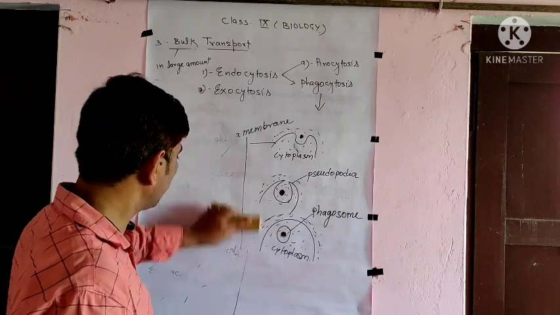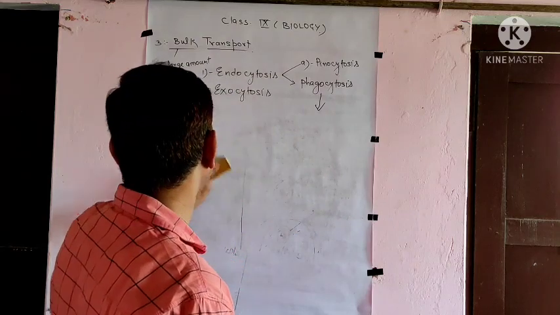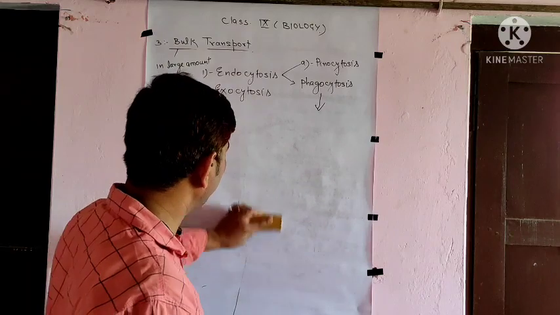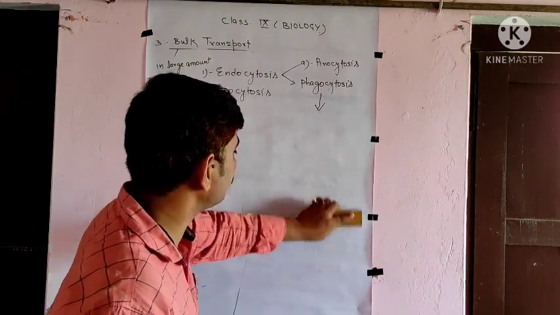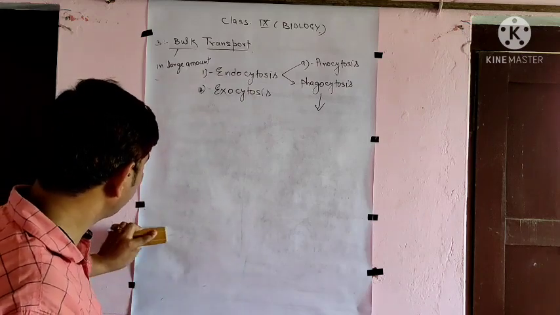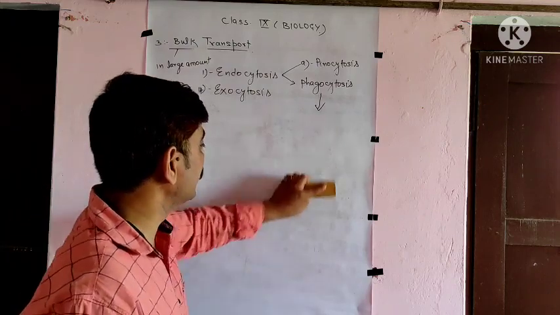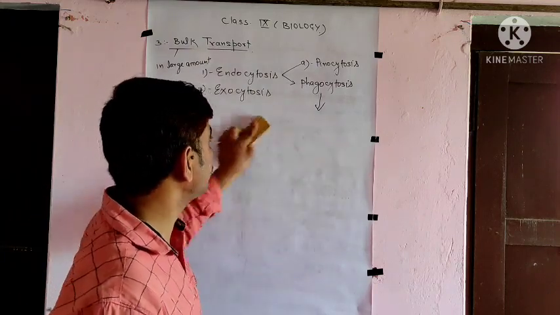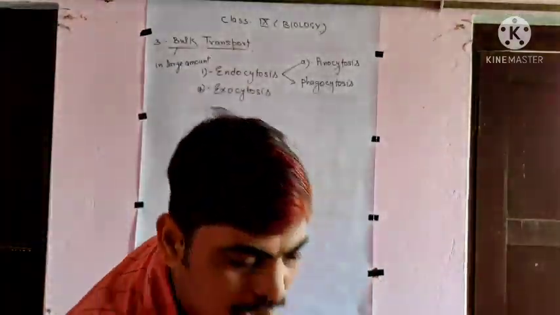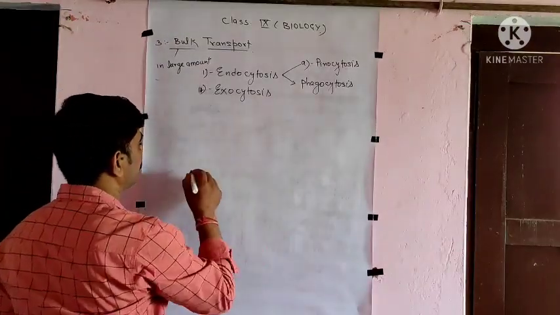Now the next is the exocytosis. As the name itself suggests, exo means outside of the cell, meaning material is transferred outside of the cell. Waste materials are used materials which have no use in the body. They are required to be removed outside of the body. That is exocytosis. It is quite simple.